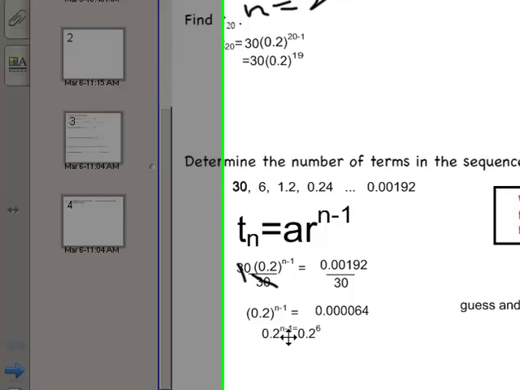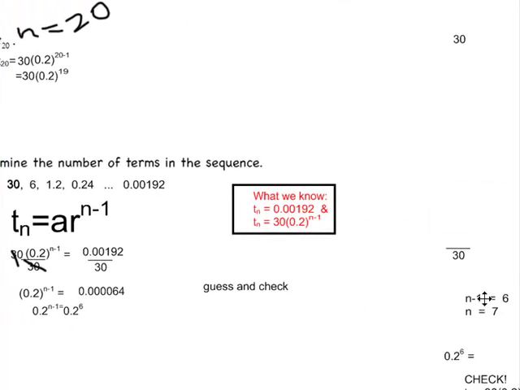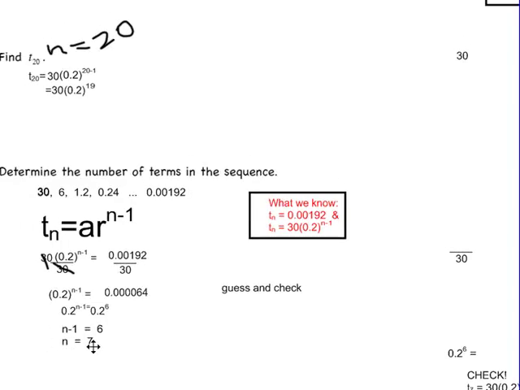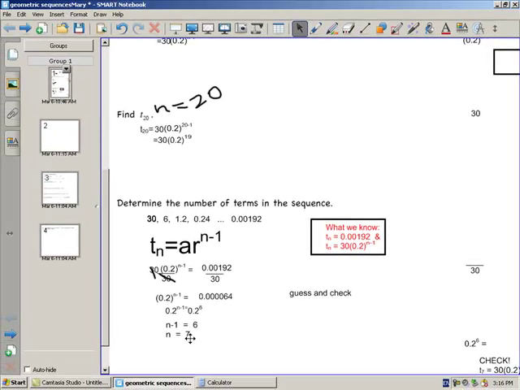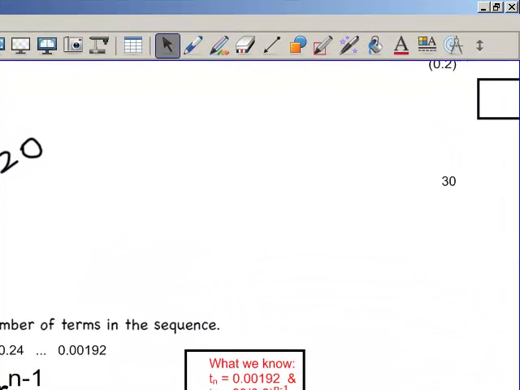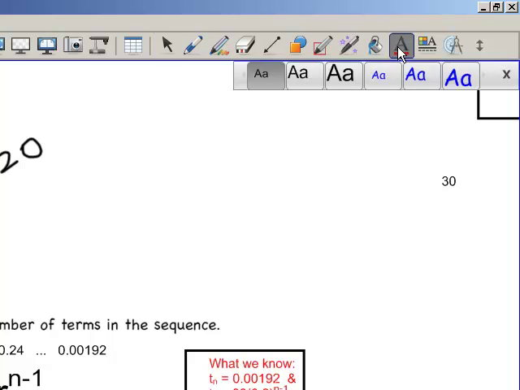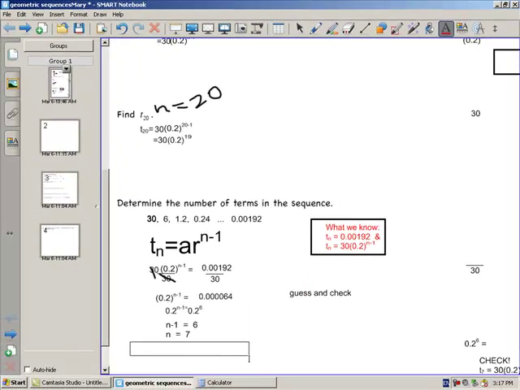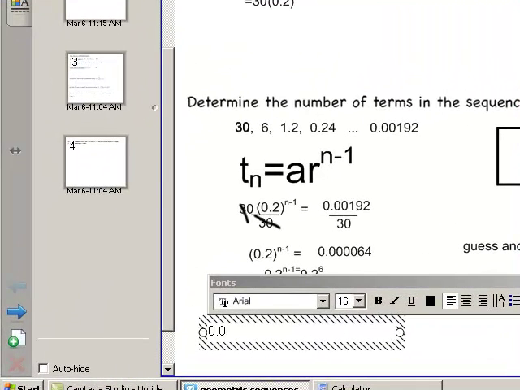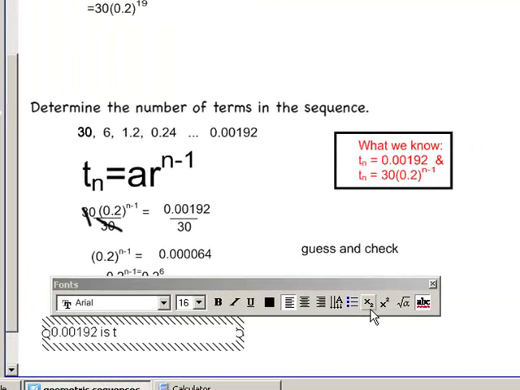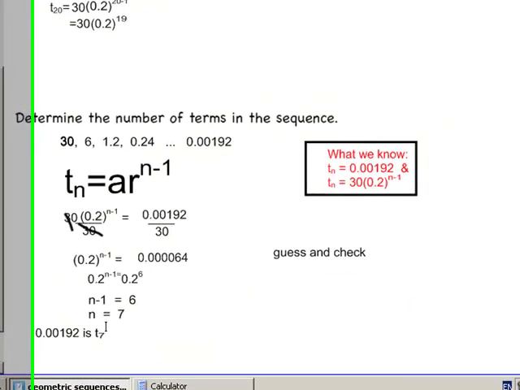If we have two powers that are equal and they have the same base, it follows then their exponents have to be equal. So what that must mean is that the n minus 1 exponent on the 0.2 here must equal 6, in which case n must equal 7. So we have now established that 0.00192 is the 7th term, is T7. And that is our final answer.